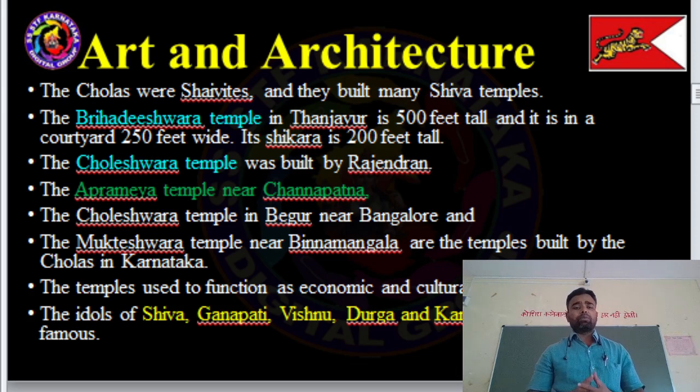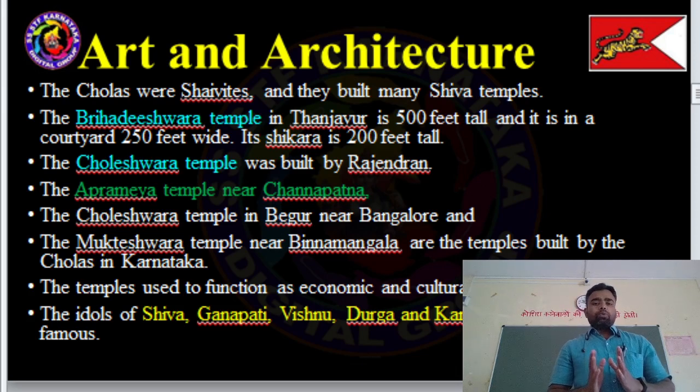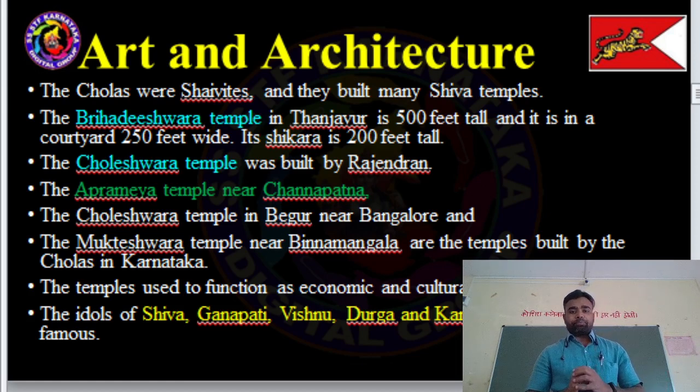Another important temple was the Gangaikonda Choleshwara temple, which was built by Rajendra. So King Rajendra constructed that temple. Then near Channapatna in Karnataka, they constructed one more temple, the Aparameya temple. And the Choleshwara temple in Beguru near Bengaluru, and the Mukteshwara temple near Binnamangala are temples built by the Cholas in Karnataka.